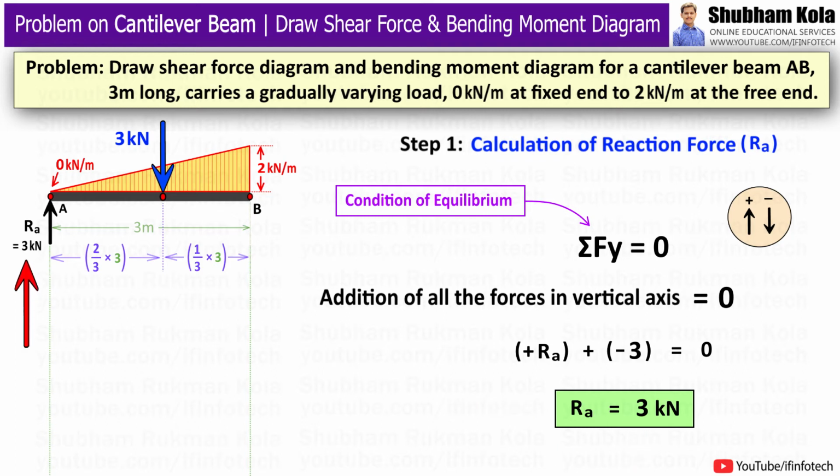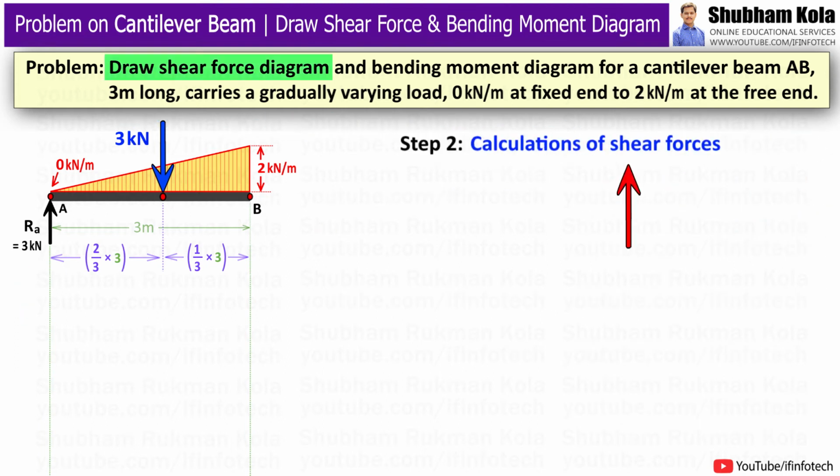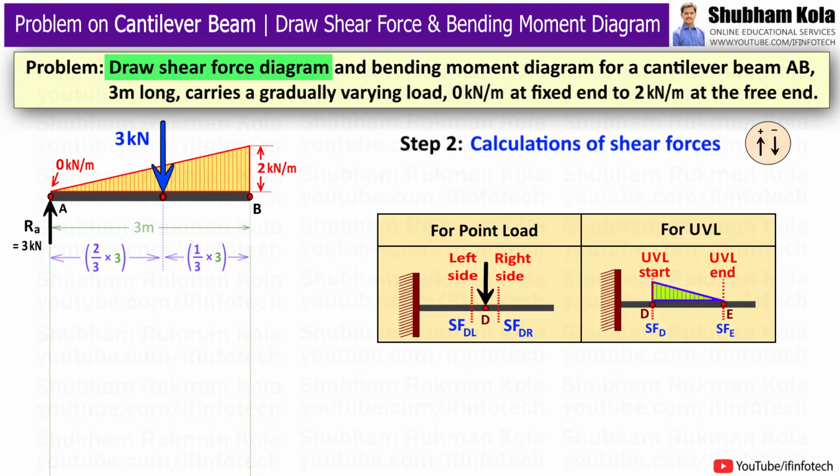So now with the help of this calculated value of RA, I will further calculate the values of shear forces at all the points of beam. So the next step is calculations of shear forces. Here the sign convention for shear force calculation is upward forces are considered as positive and downward forces are considered as negative. Here you should remember that while calculating the shear force at a particular point load, you can calculate the shear force values for left side and right side of that particular point load.